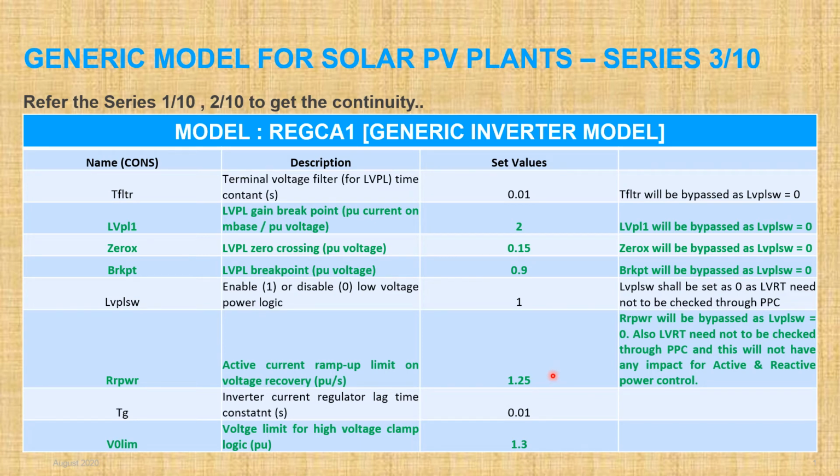The next thing is the VO limit, that is the voltage limit for the high voltage clamp logic. It is also supported through grid codes. So as per the Indian system, you can see that 1.3 per unit voltage it can withstand. That is the voltage limit, and if the voltage at the inverter terminal goes beyond 1.3 per unit, there will be some tripping. So in a certain number of milliseconds it will trip.